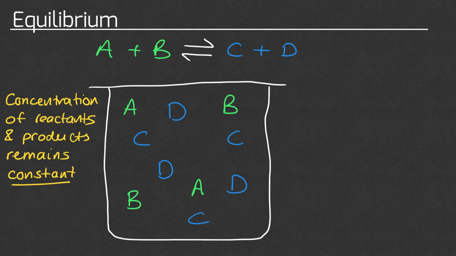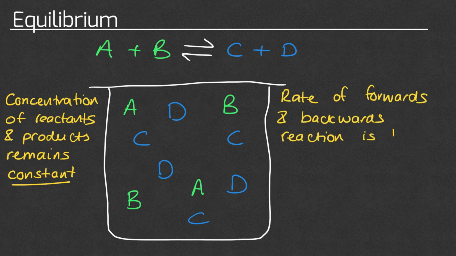So in this equilibrium, the concentrations of the reactants and the products is going to remain constant. That means during this equilibrium, we should always have 2 A's and 2 B's, and 3 C's and 3 D's. The amounts of those shouldn't change because they're remaining constant. And the rate of the forwards and backwards reactions must be the same. And this is why the concentrations remain constant, as we're going to look at now.